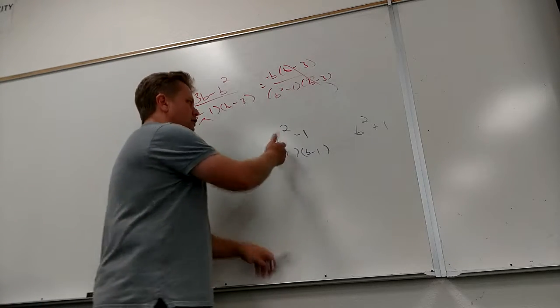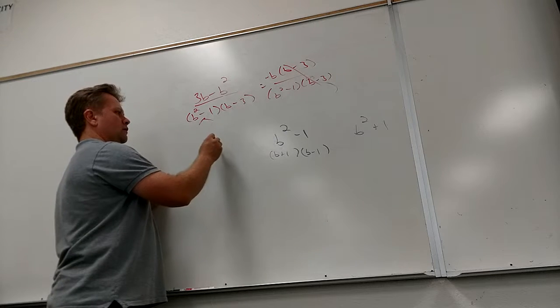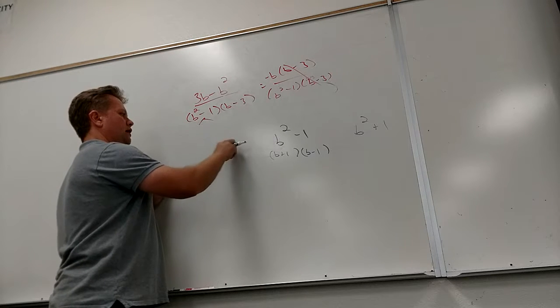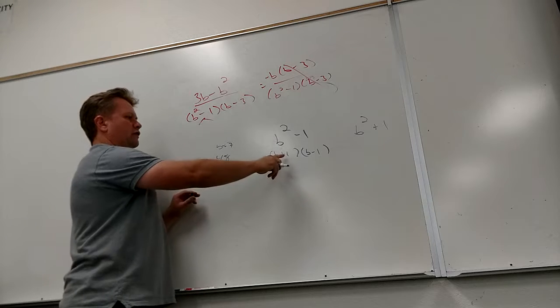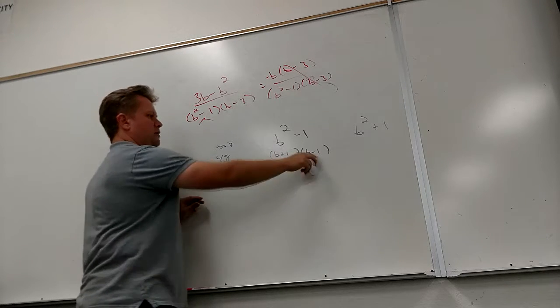Let's make b 7 here. What do I get if I make b 7? 48. Yeah, I get 48. And how do you factor 48? 7 plus 1 is 8. 7 minus 1 is 6.